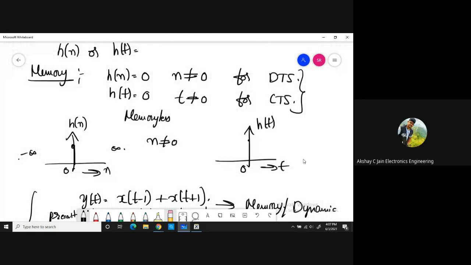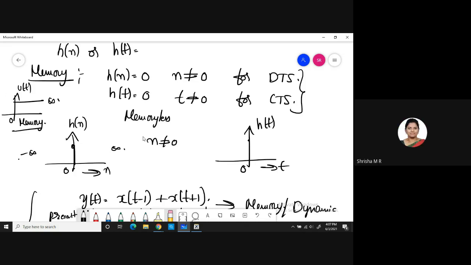Ma'am, will u of t be memory or memoryless? For u of t, you have values from 0 to infinity. So what type of system is that? It will be memory. Memory-based system. Okay.